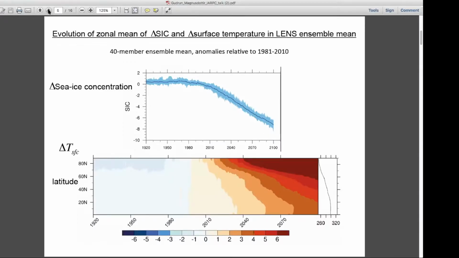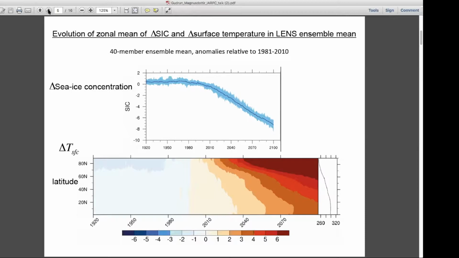Next slide, please. So this shows some results. There is indeed a strong signal in terms of sea ice loss, shown on top. This shows the evolution, 1920 to 2100 on the x-axis, of the annual mean of the 40-member ensemble mean sea ice anomalies, relative to 1981 to 2010. The blue represents the ensemble spread. So this is a robust signal.